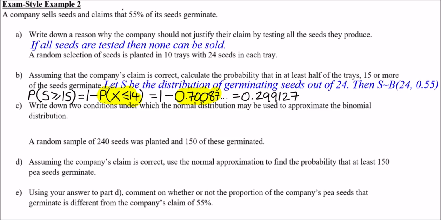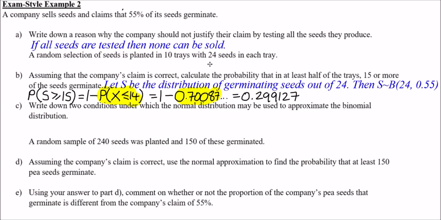But for part B, the question is asking us that across multiple trays, across 10 trays, what's the chance of having at least half of these trays having 15 or more germinating seeds. So now it's like a nested binomial question. It's another binomial question within a binomial. So now we need to think about the distribution of the number of trays with 15 or more germinating seeds. And we can use this probability here to help us.